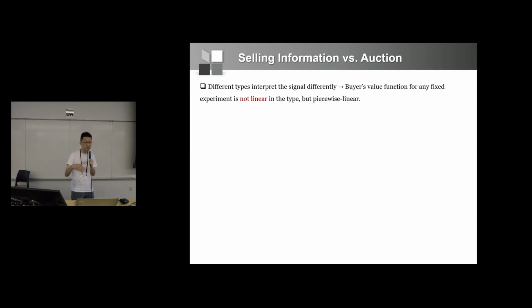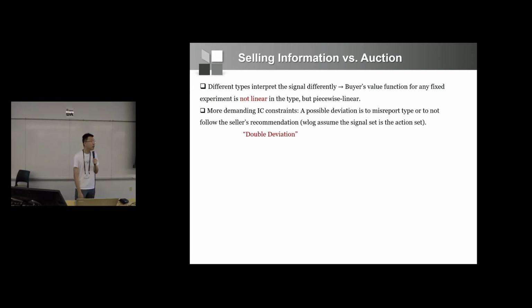In terms of the buyer's value function, for any fixed experiment, this value function, as I mentioned before, is not linear in the agent's type. It's a piecewise linear function. This phenomenon also causes more demanding IC constraints in our problem. If you look at the procedure of the mechanism, a possible deviation of the buyer is not only to misreport the type, but also to not follow the seller's recommendation.